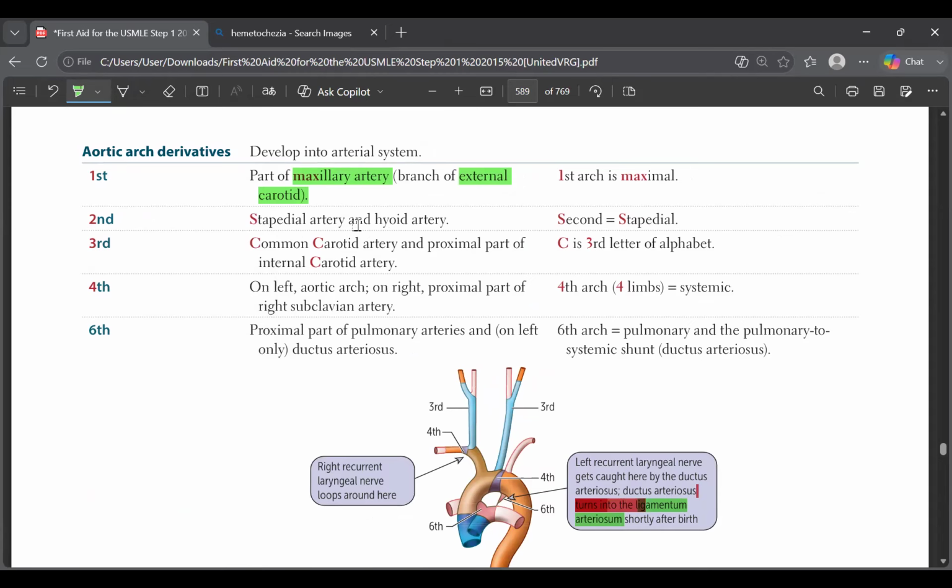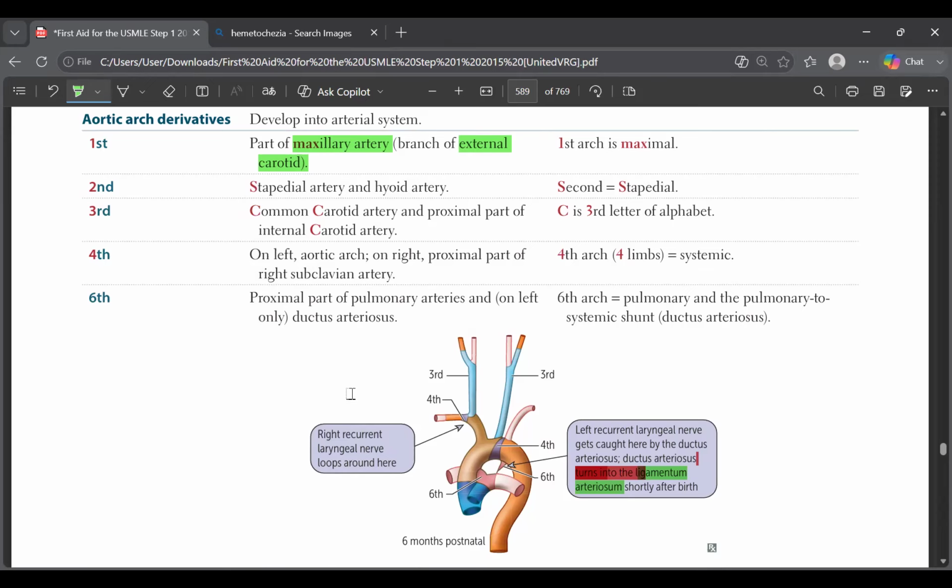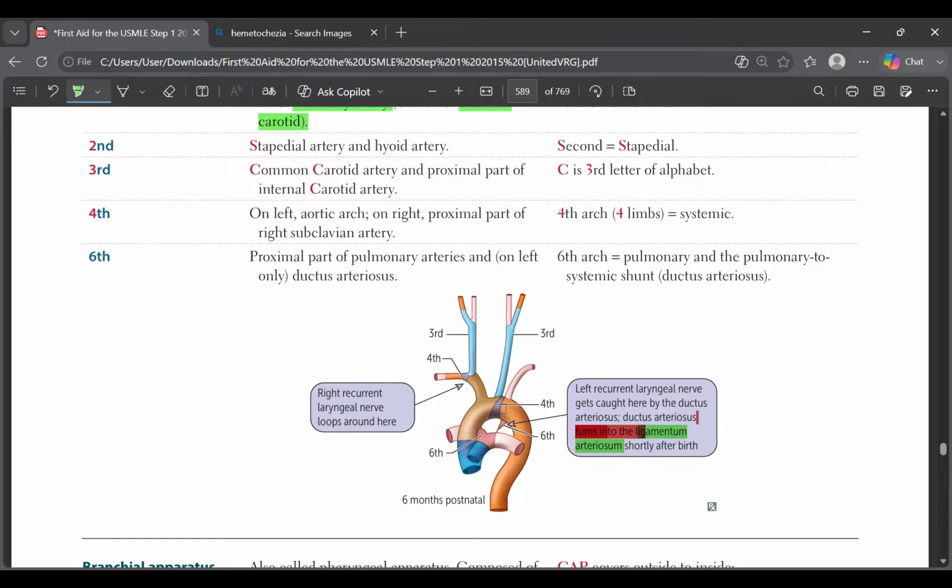Second forms the stapedial artery and hyoid artery. It's for S: stapedial S and hyoid artery. The third forms part of the aorta, and it forms the common carotid artery and proximal part of internal carotid. C is the third letter of the alphabet, so common carotid and internal carotid.